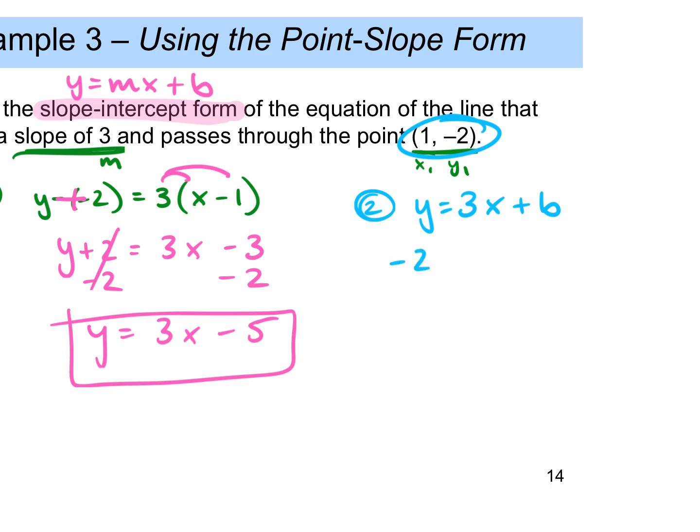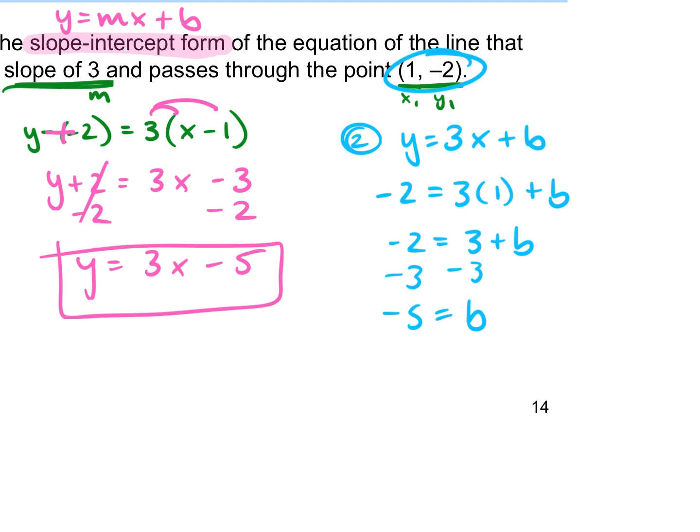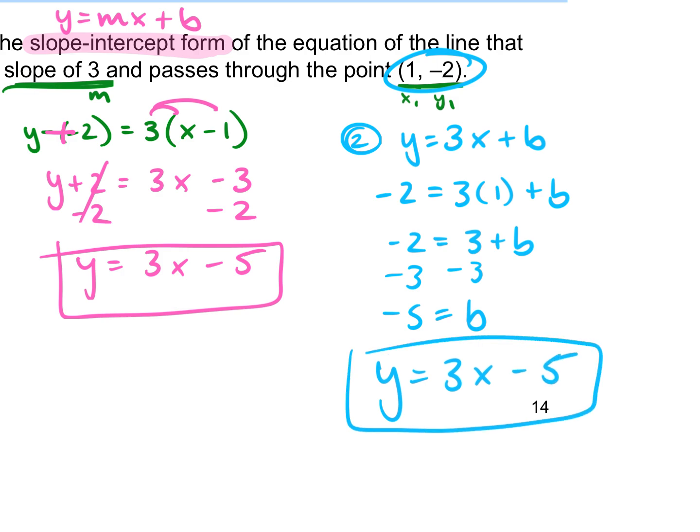So I have negative 2 is equal to 3 times 1 plus b. So negative 2 is equal to 3 plus b. Subtract 3. Negative 5 is equal to b. So now that we have our y-intercept, I'd say y is equal to 3x minus 5. So we just keep our slope and our y-intercept plugged in. So 2 different ways of doing the same thing.